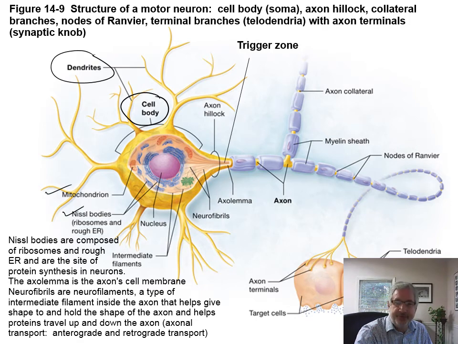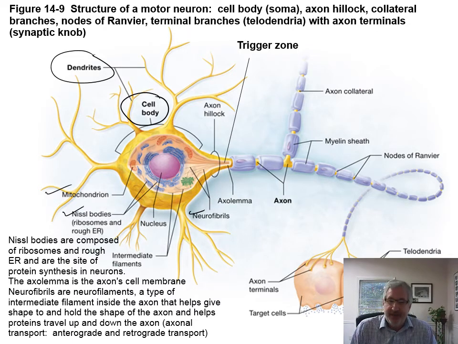And you also have neurofibrils. Neurofibrils are these fibers, intermediate filaments, neurofilaments, that are inside the cell body and then go down the axon. They help maintain the shape and also help transport things up and down the axon. There are actually proteins that go up and down the axon, and that's called anterograde and retrograde transport. Those are important for transport of proteins back and forth. It also helps viruses go back and forth.